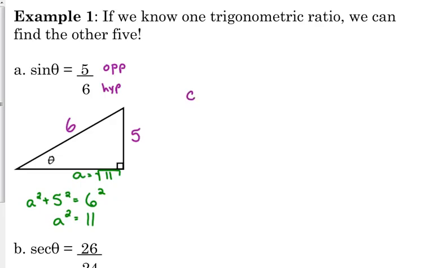So after sine comes cosine, and I'm just going to put the cosine of theta because I don't know the angle. I don't care what the angle is. That's not what I'm concerned about. I'm concerned about the ratios. So cosine is the adjacent over the hypotenuse, and we're just going to leave it. Tangent is the opposite, which is 5, over the adjacent, which is the square root of 11.